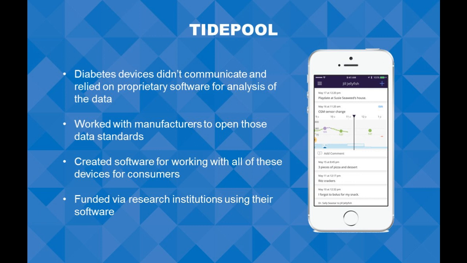Another one here is Tidepool. The founder of Tidepool, his daughter was diagnosed with diabetes, and he found out that the different monitoring devices that she needs to use didn't communicate with each other, and to get the data off of the monitoring devices to give to their doctor or to give to researchers had to be done manually. They had to plug the device into a proprietary piece of software, and it was a very painful, very arduous process to get the data off of these different devices.